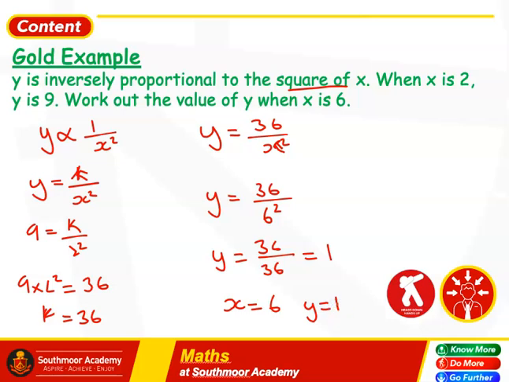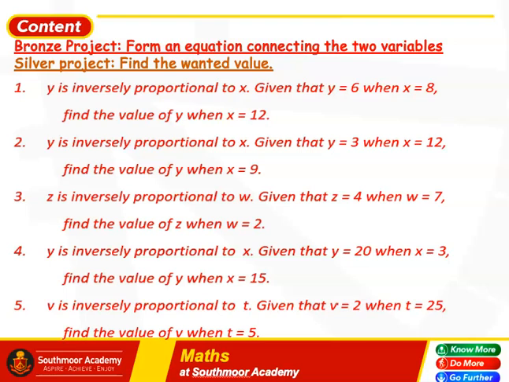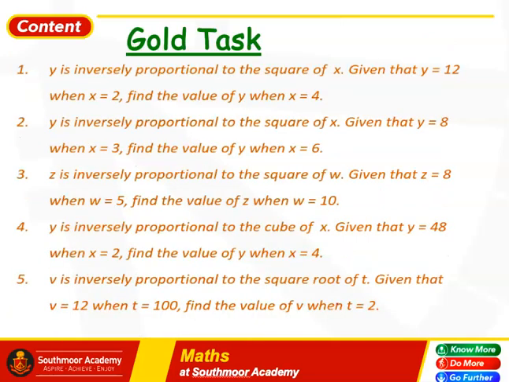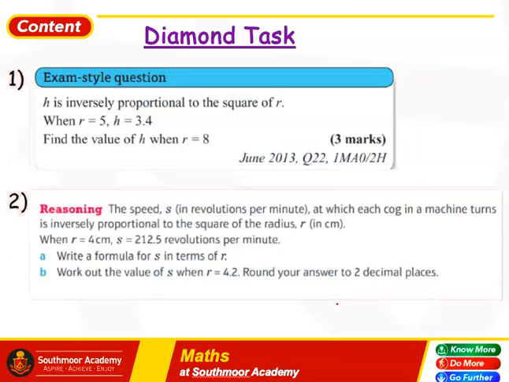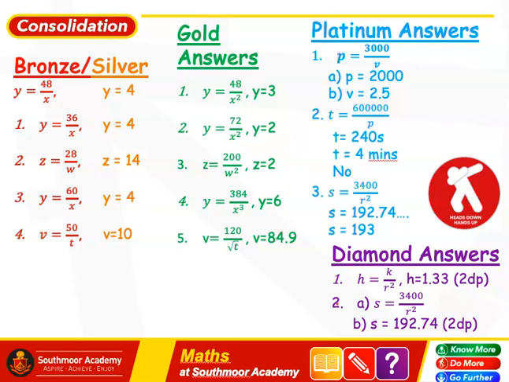Okay. So nothing's changing about that except how you are writing your x. So if it was the square root of x, we would have the root symbol there. If it was the cube of x, we would have x cubed. That is all that is changing. So off to your tasks. You've got your bronze and silver, then you've got your gold and your platinum. Okay? Diamond to follow and your answers. So off you go.